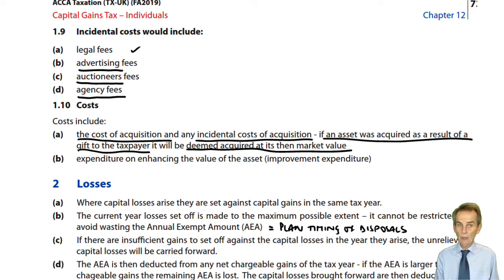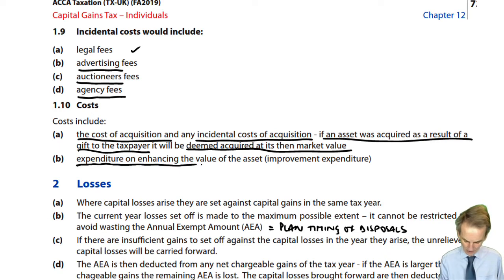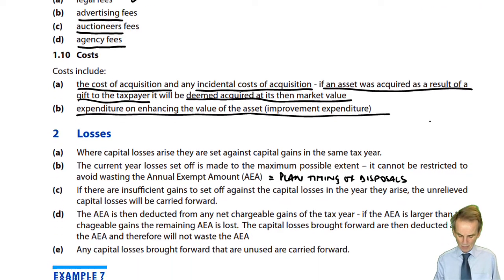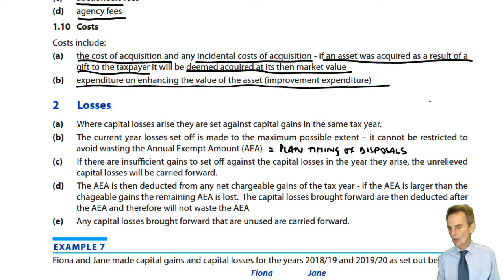Having dealt with our original acquisition, it's possible with certain assets like properties, probably the most likely, that we may incur expenditure on enhancing the value of the asset, improvement expenditure. Now that is capital expenditure, not revenue expenditure. There is a difference between simply repairing a property, painting and decorating for example, which is normal repairs and maintenance, that's a revenue expense, and actually improvement expenditure, where we're adding something to the property. We're building an extension, adding on a conservatory, building a garage. So there's a difference between revenue expense that is merely repairs and maintenance and capital expenditure that represents an enhancement in terms of the capital value of that particular asset.